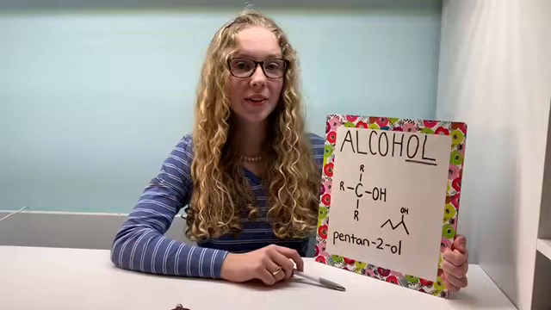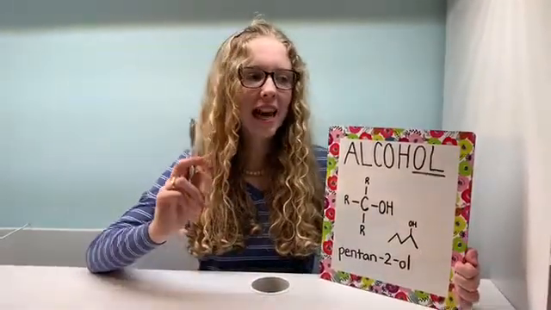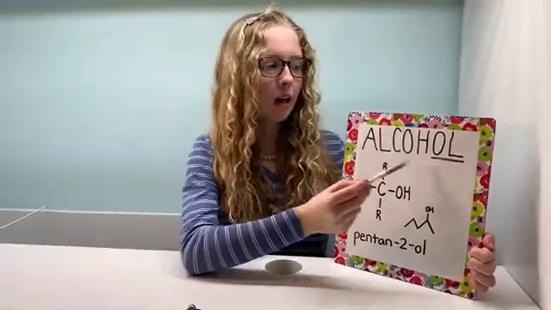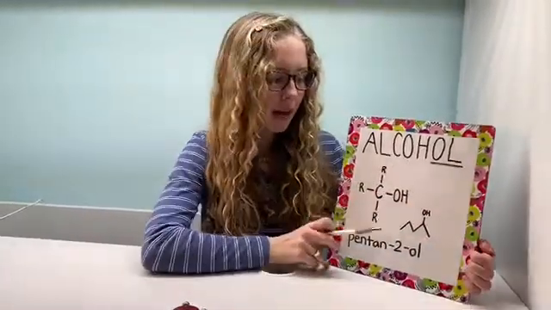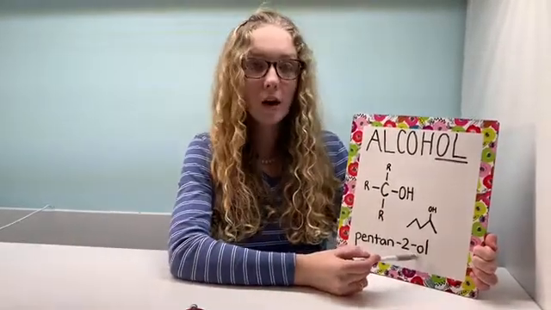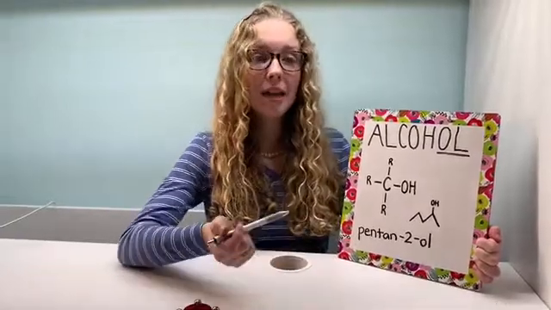Today we're going to be learning how to name alcohols. Now, alcohols, like any organic compound, the ending is very important. Alcohol ends with OL. And in our little practice problem here, the ending is OL. And that's how, if you're reading the formula, you'll know it's an alcohol.